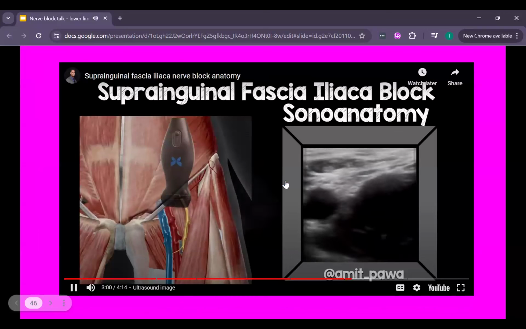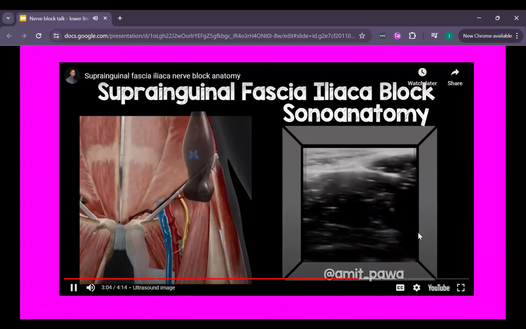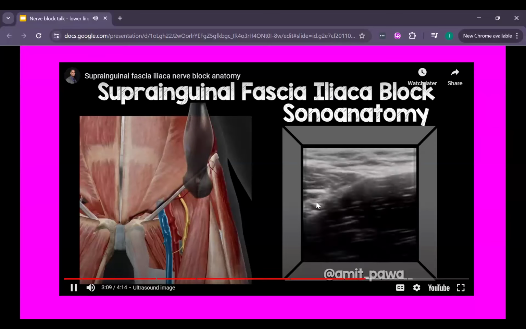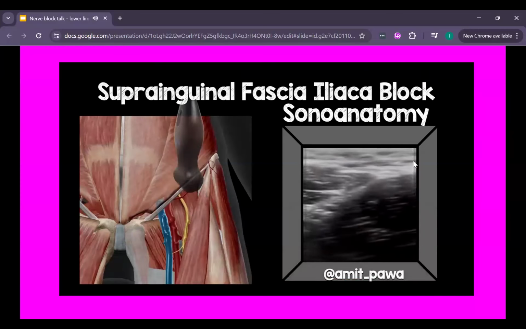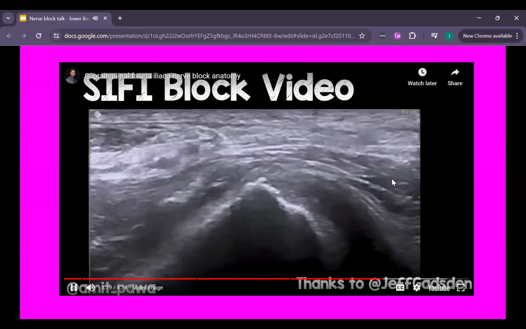And just one more example of it now. This is using the butterfly probe. So we can see the internal oblique muscle here, the triangular muscle. In the middle is the fascia, and then we've got the sartorius muscle over to the right. Here you can see the deep circumflex vessels here as well.